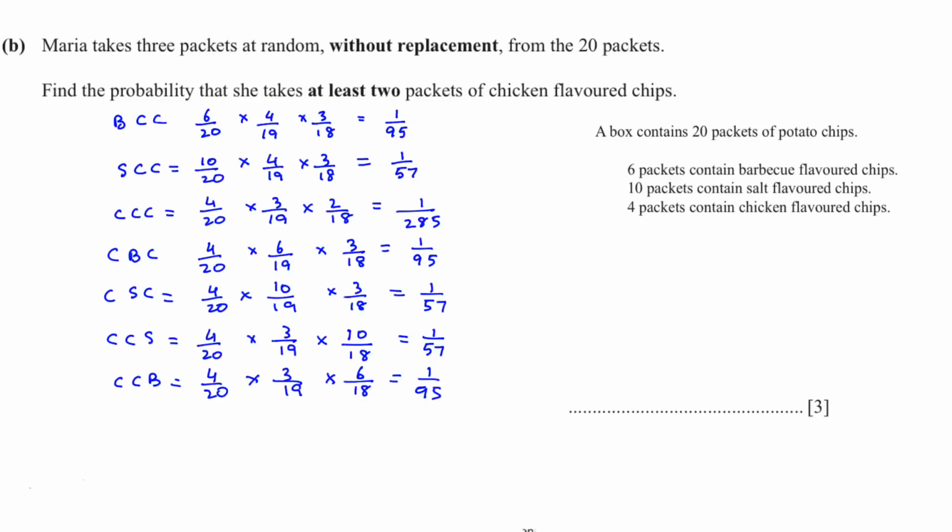Multiply each one. So barbecue is 6/20. Chicken packets are 4. Because we already removed one packet, the total becomes less, it's 19. And then for the third packet, we have to have a chicken. So chicken is going to be 3 because we have already removed one. And the total number of packets is 18. Add all these probabilities together and you will get 5/57. So that's your answer.